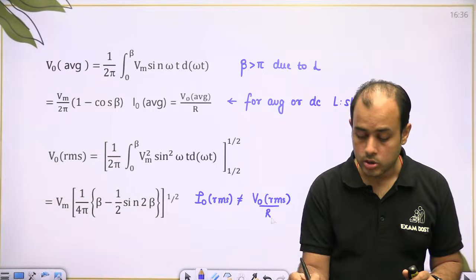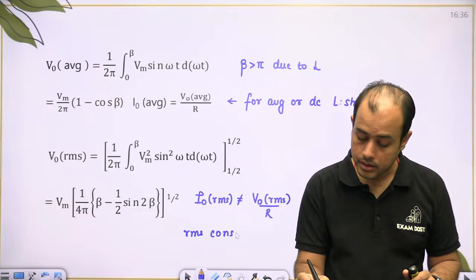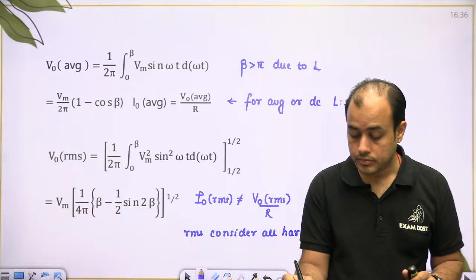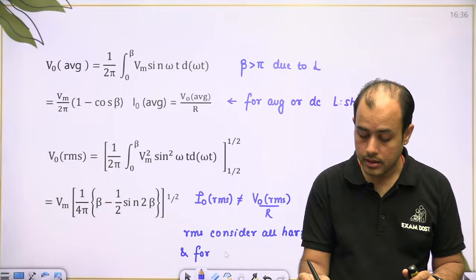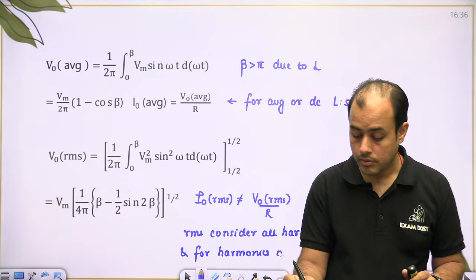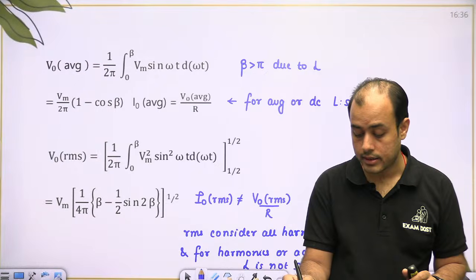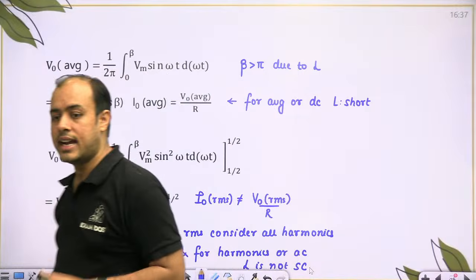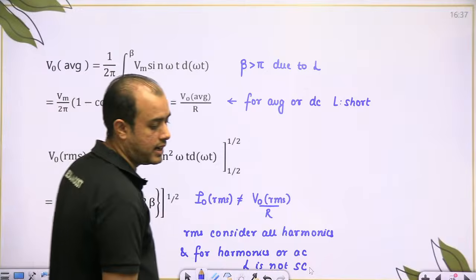Because when you talk about RMS, it considers all harmonics. And for harmonics or AC, L is not short circuit. इंडक्टर शॉर्ट सर्किट नहीं होता AC के लिए. That is why you cannot say that I naught RMS is V naught RMS by R.